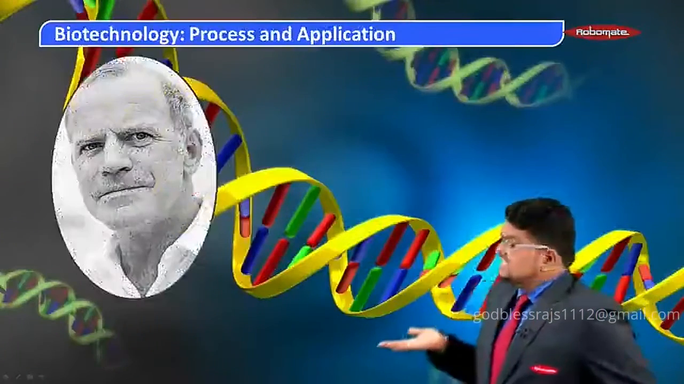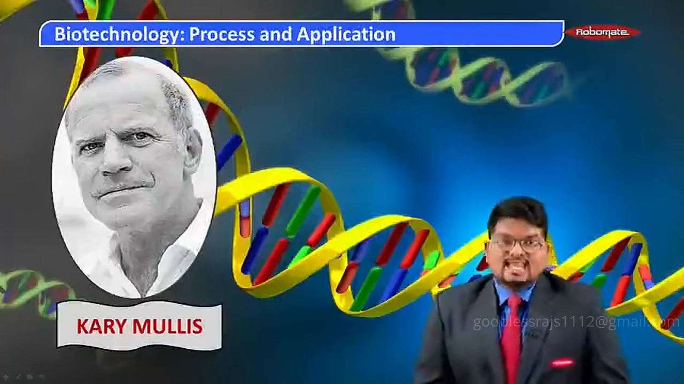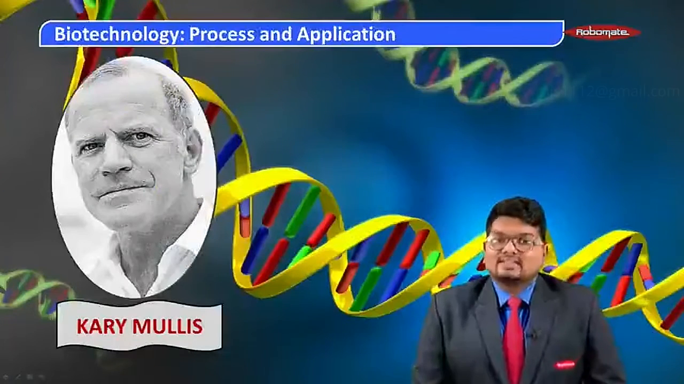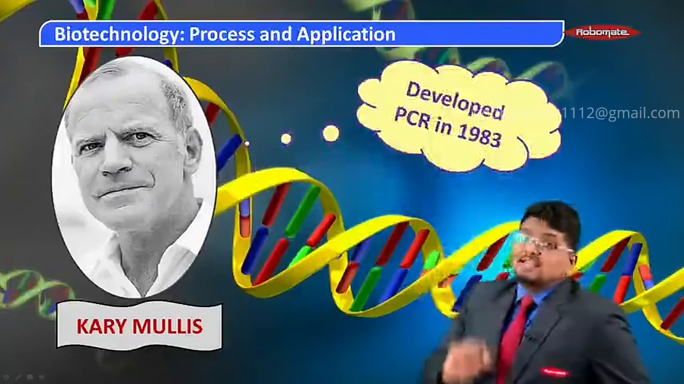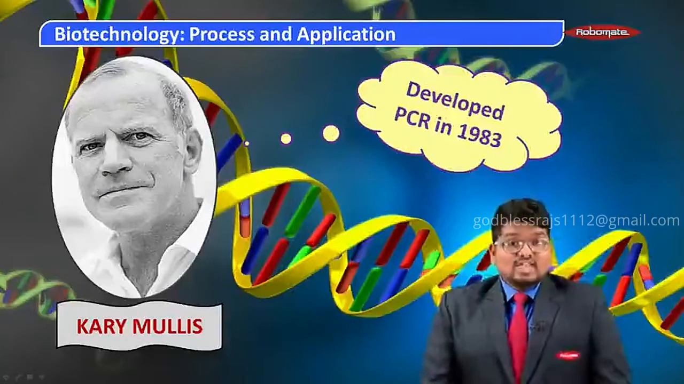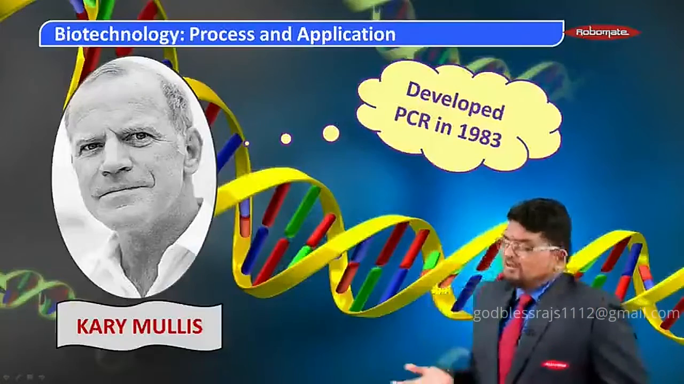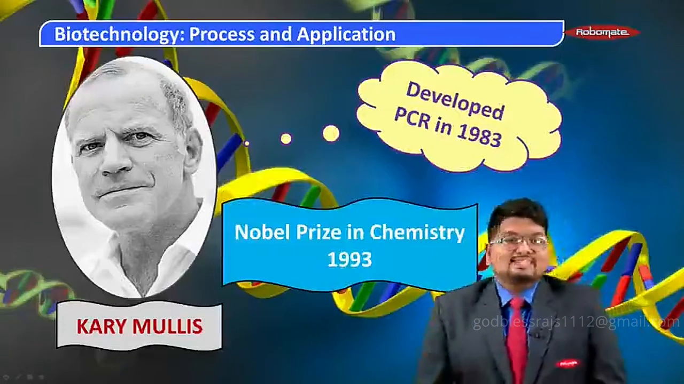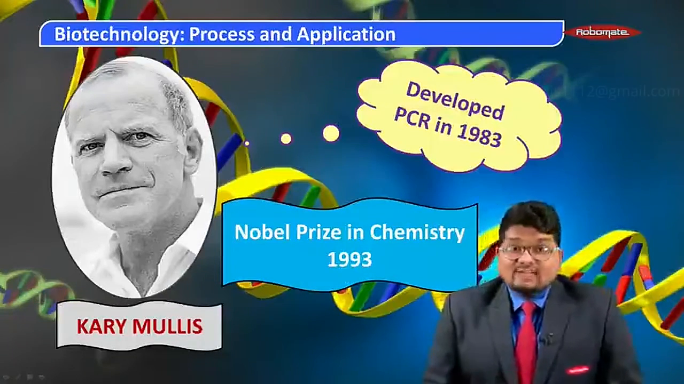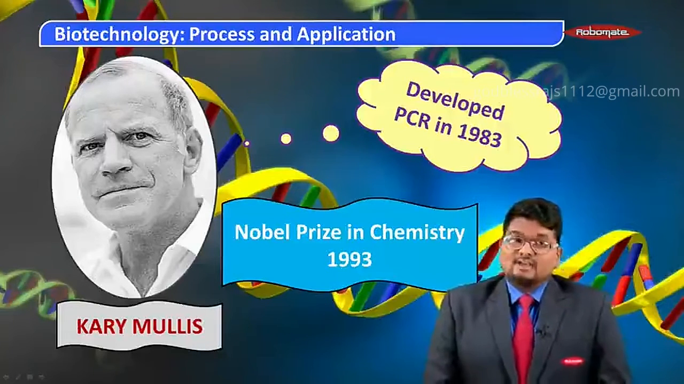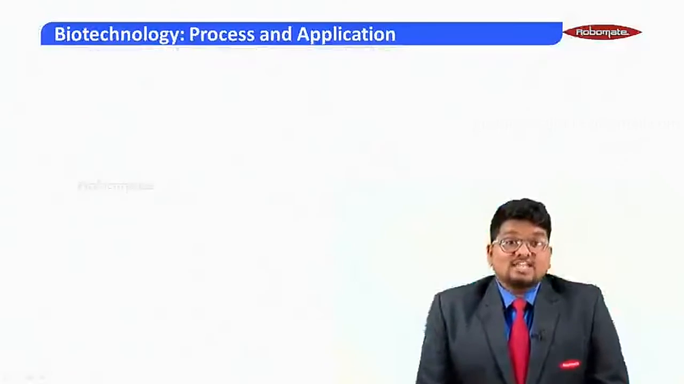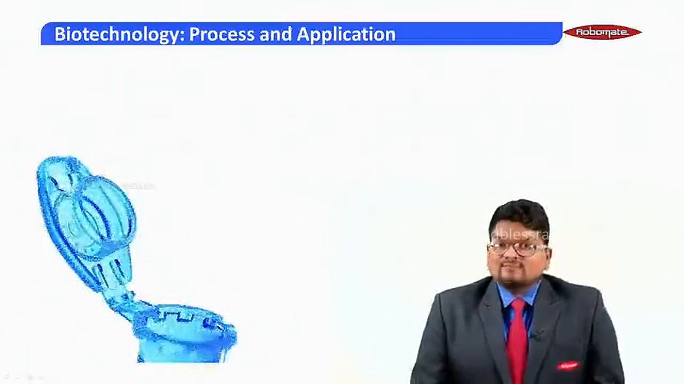Here I have a scientist called Gary Mullis, and Gary Mullis has been credited with the discovery of PCR in the year 1983, for which he was also awarded the Nobel Prize in Chemistry in the year 1993. So that was history about PCR. Now moving ahead, we shall take a look at the requirements for PCR.